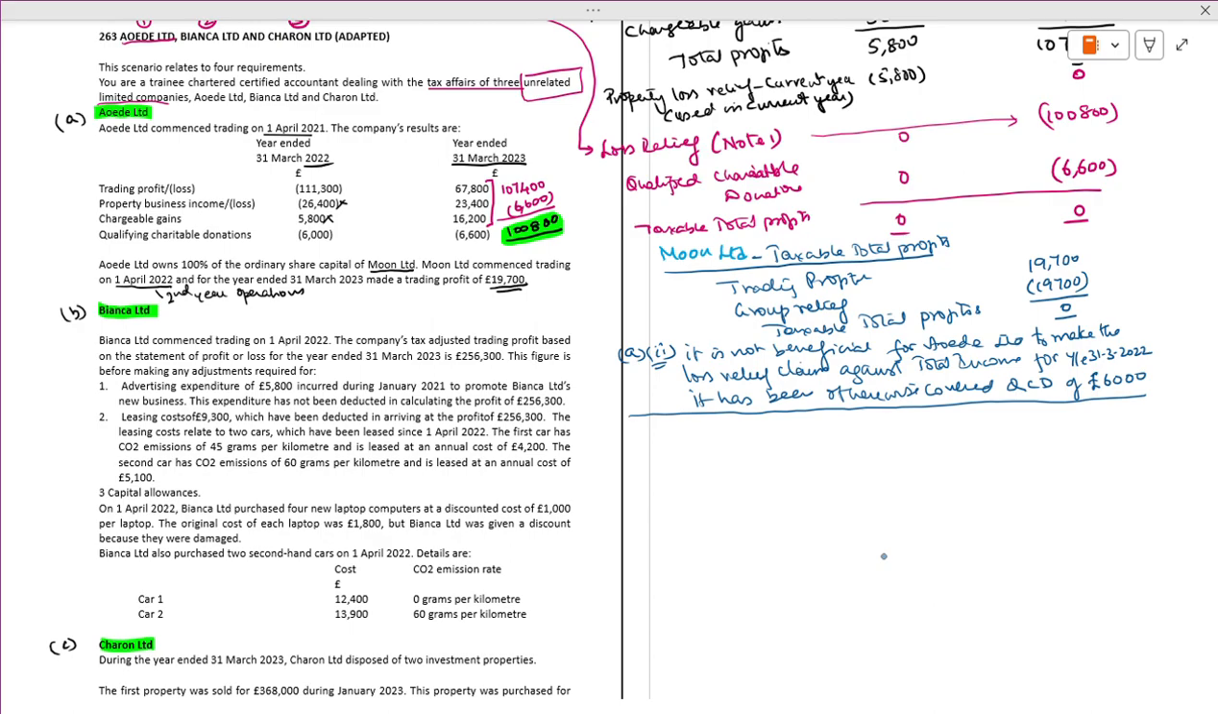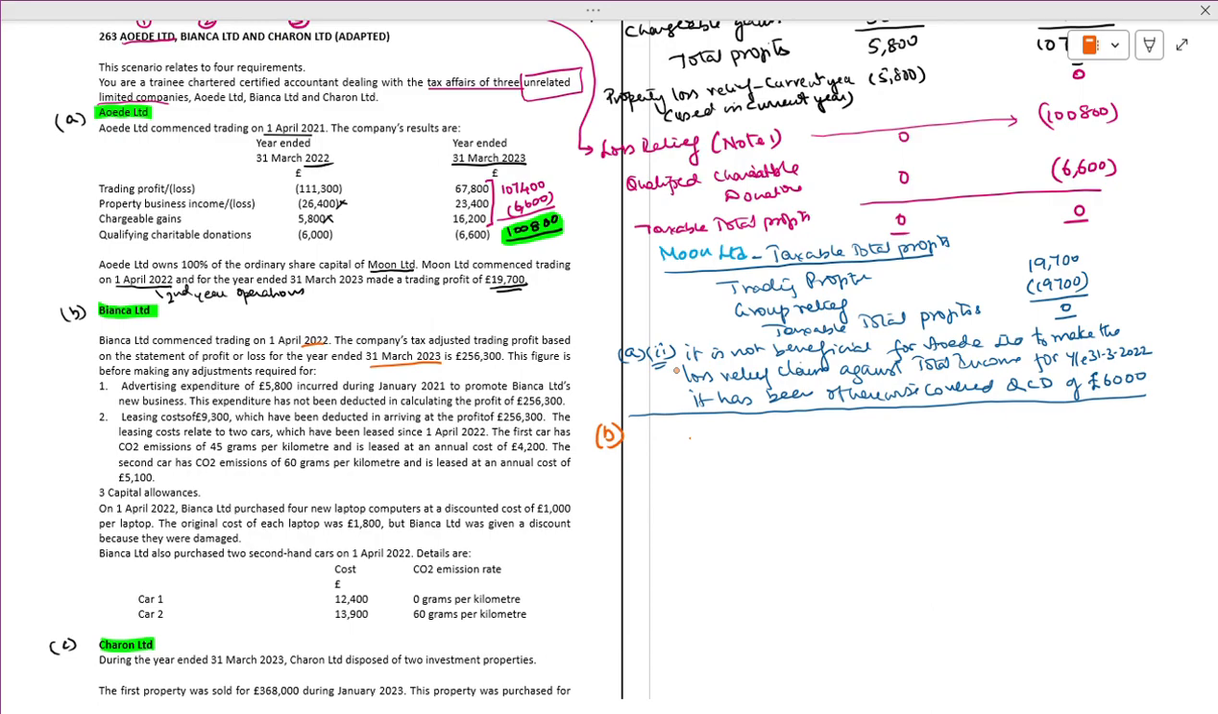Coming back to part B. First we will understand what is there. Bianca Limited commenced trading on 1st April. The company tax adjusted trading profit is based on the statement of profit and loss account for the year ended 31st March 2023. It is 256,300. The figure is before making any adjustments.